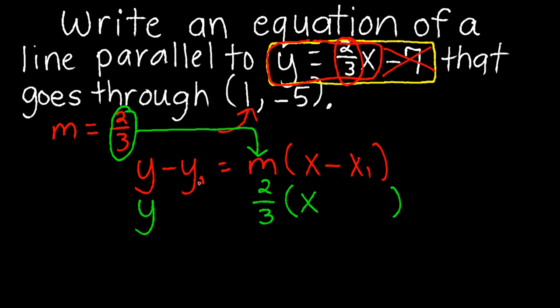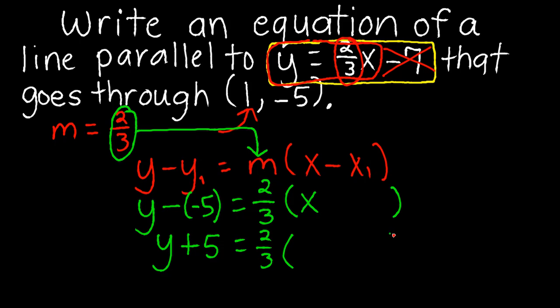The value for y1 is going to come from this point here. Since I would be subtracting a negative 5, it's going to turn into y plus 5. And then after the x, we're going to have minus x1. Well, the x1, or the value for the x in this particular point, is 1. So it's going to be x minus 1. And that's all there really is to it. That's probably the easiest way to do it. Next, I'm going to show you how to do it in slope-intercept form.